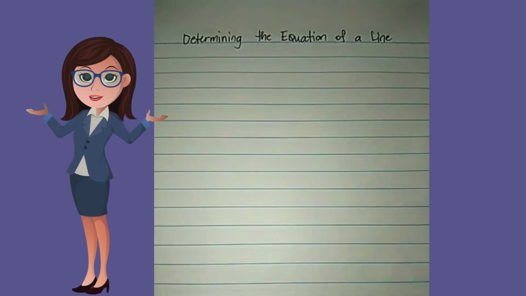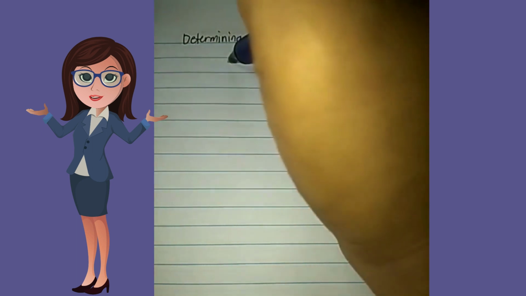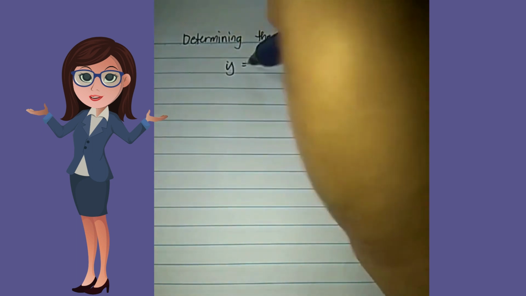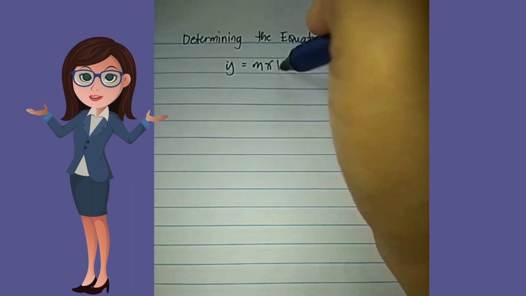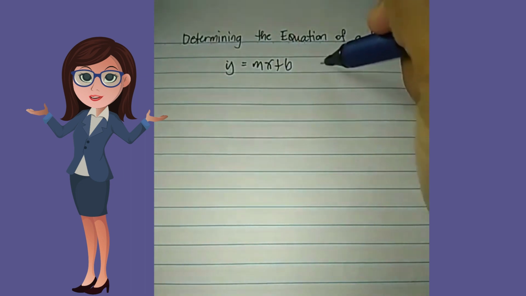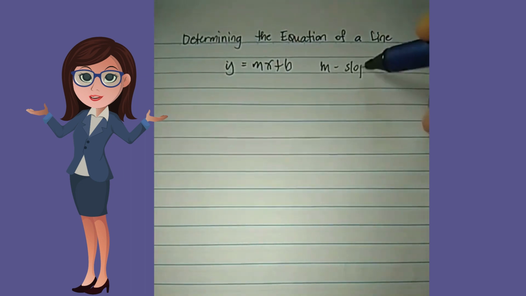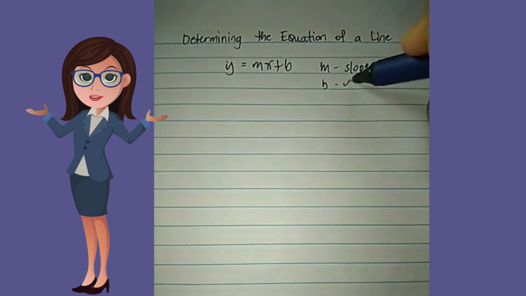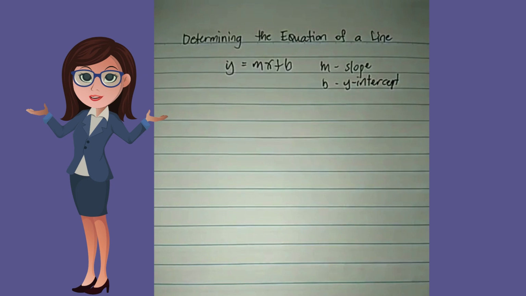Good morning. So for today, we will be discussing how to determine the equation of a line. In determining the equation of the line, we can make use of the formula y is equal to mx plus b, wherein m here is our slope and b is our y-intercept. So let us have a simple problem wherein we will be using this formula.